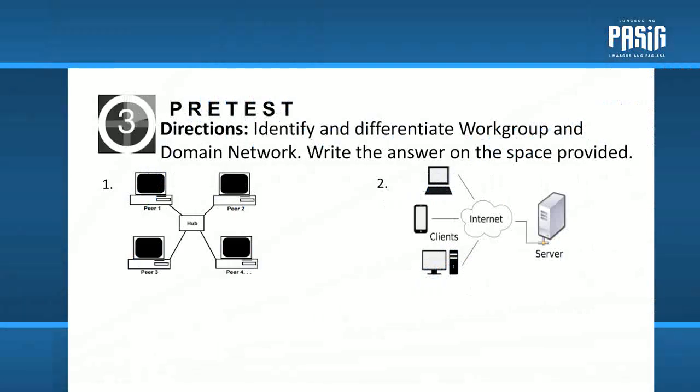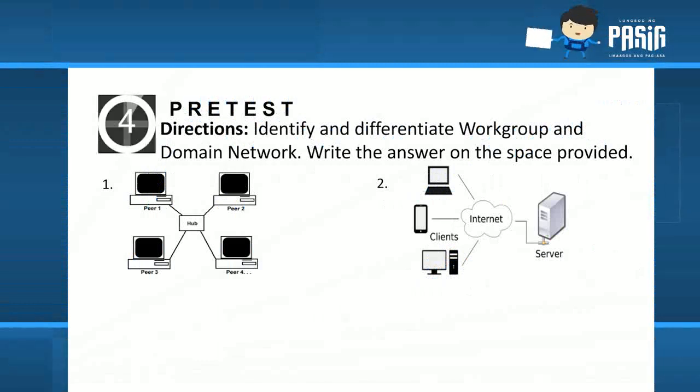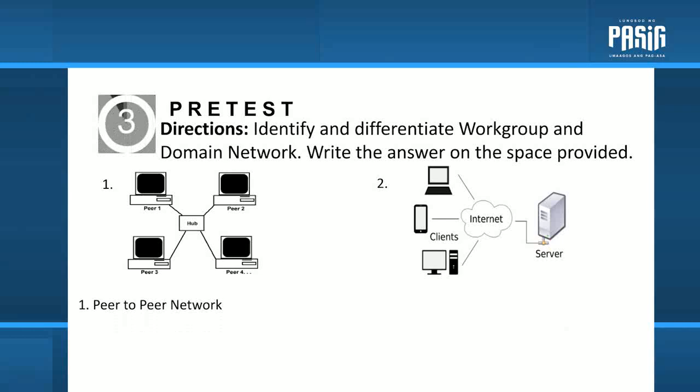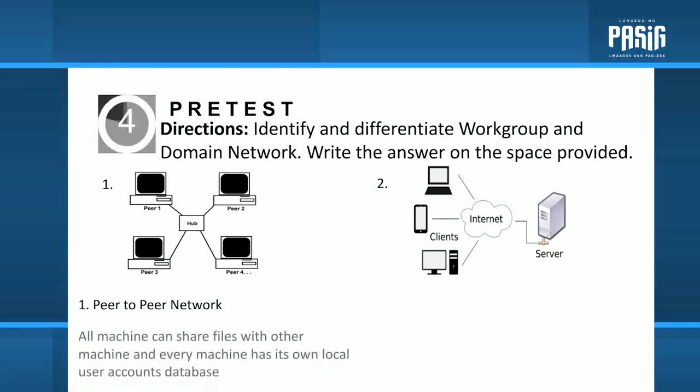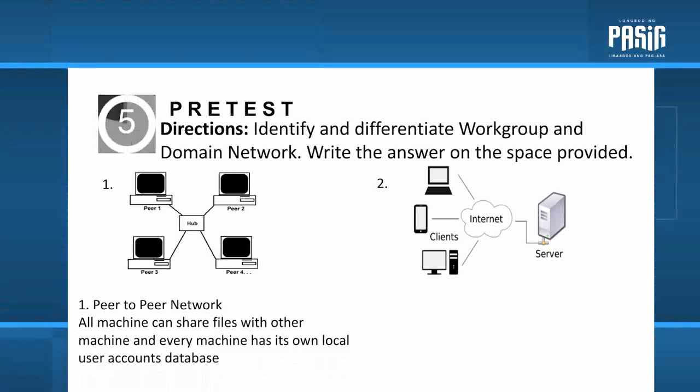Before we proceed to our lesson, let's answer the pre-test. Directions: Identify and differentiate workgroup and domain network. Write the answer on your digital worksheet. Answer number 1. Peer-to-peer network. In a peer-to-peer network, all machines can share files with other machines, and every machine has its own local user accounts database.